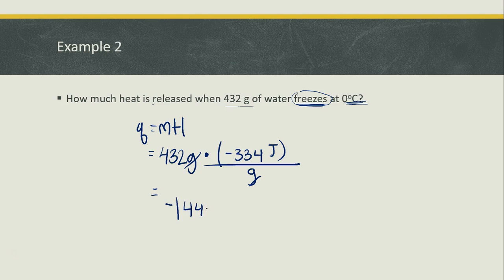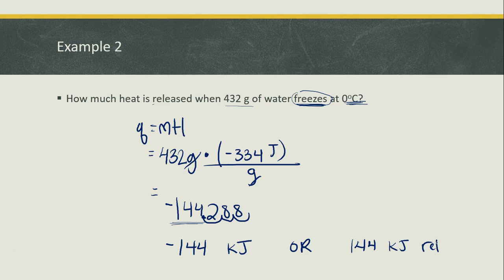You know enough at this point to know that negative Q values are representative of exothermic things, and positive Q values are representative of endothermic things. So, yes, it does matter. Now, if I ask you to give your answer in kilojoules, you have to move your decimal over. We get to keep 3 sig figs, so the first 3 digits stay. So that's negative 144 kilojoules.